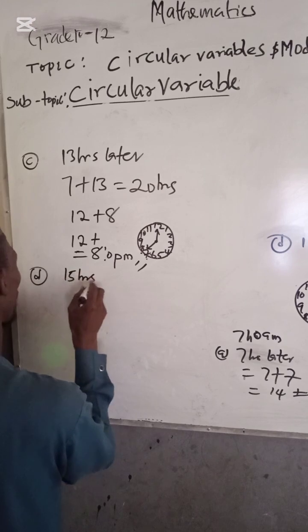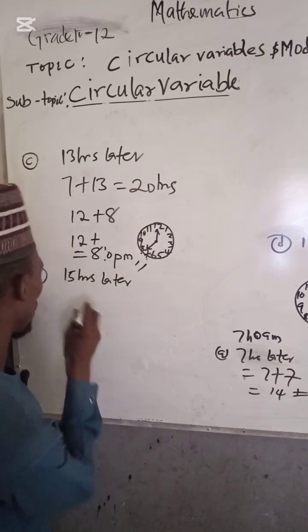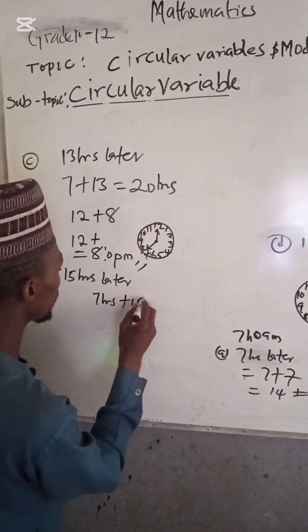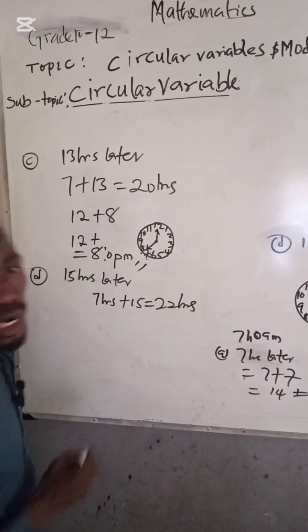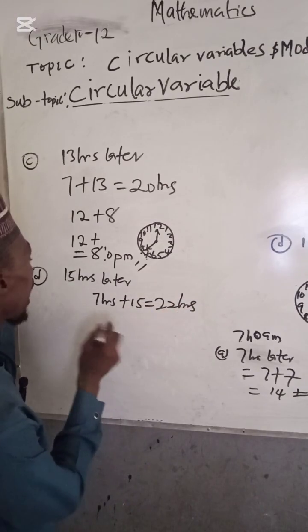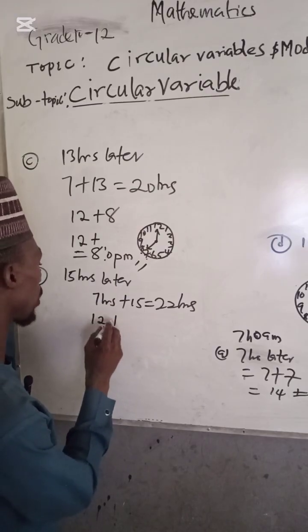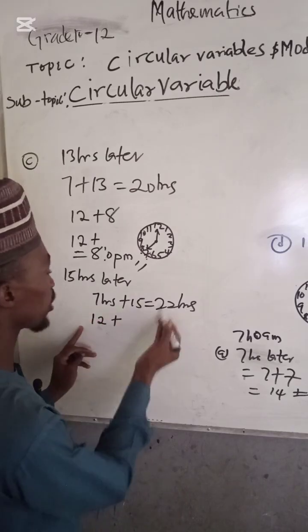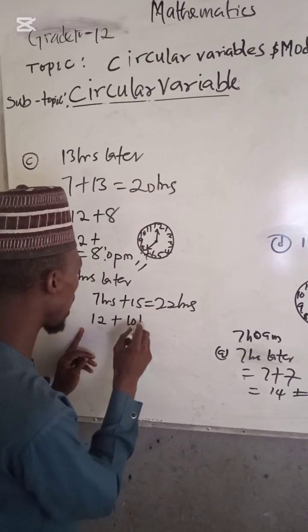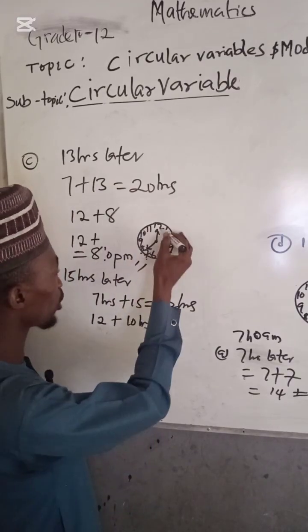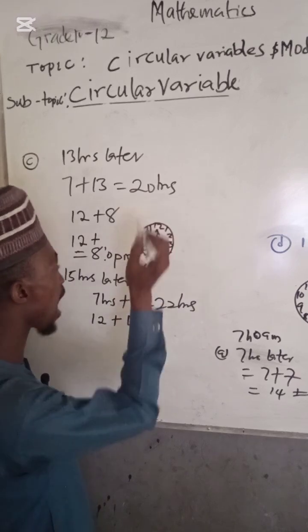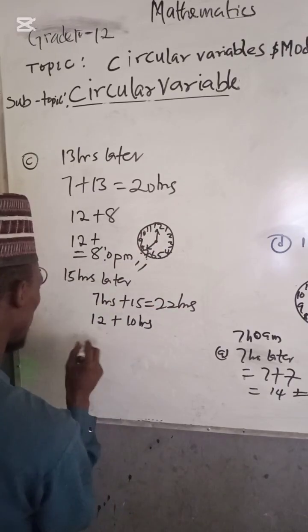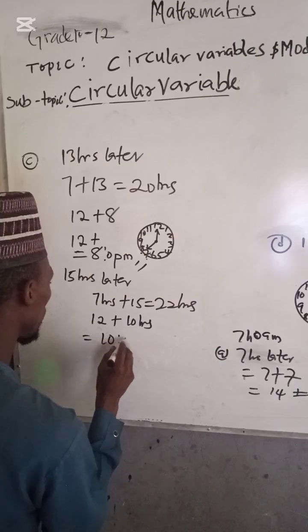Now the D question is 15 hours later. Now you have 7 hours, which is the reference point, plus 15. That gives you 22 hours. Now you remember you have 12, minus 22. That's plus 10 hours. Now after 12 here, you have to count 10 hours. That's 1, 2, 3, 4, 5, 6, 7, 8, 9, 10. Coincidentally, it's 10 p.m.